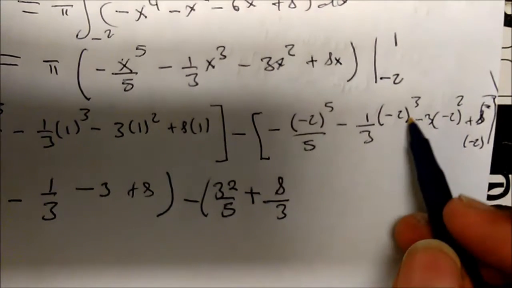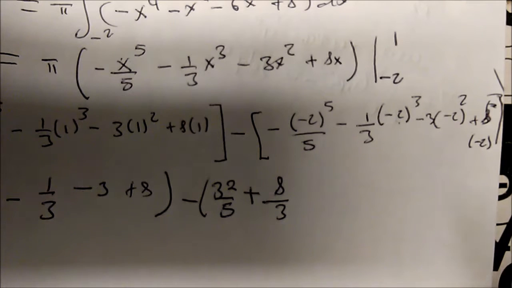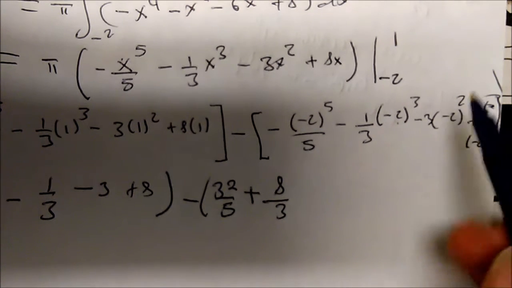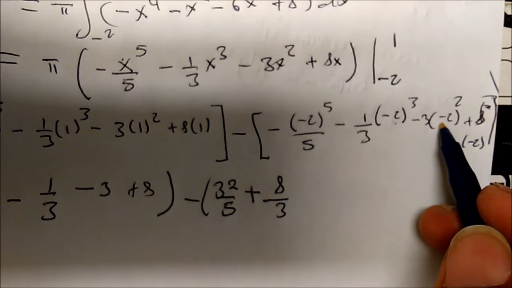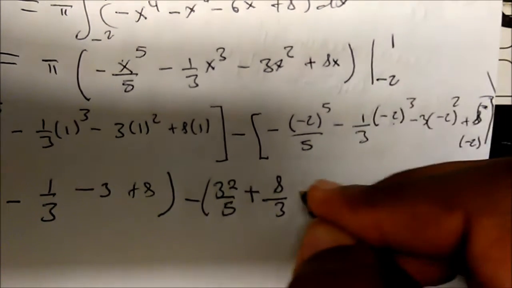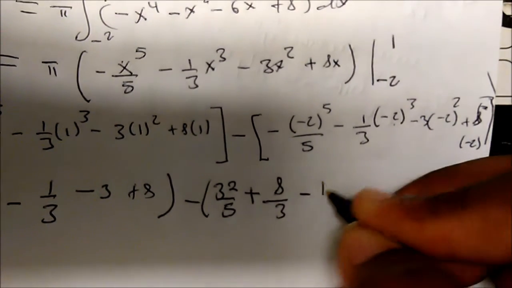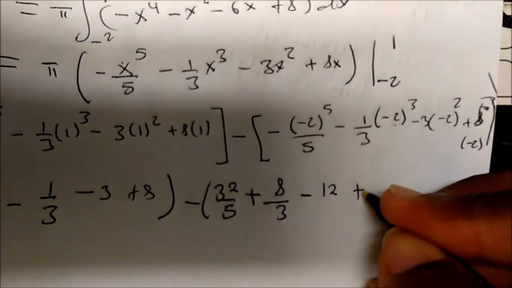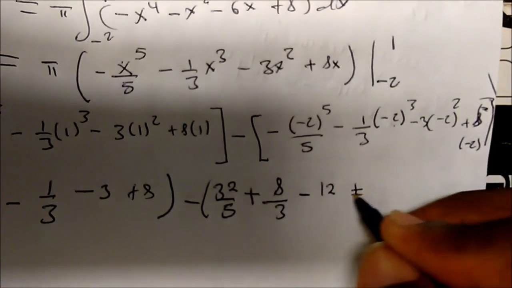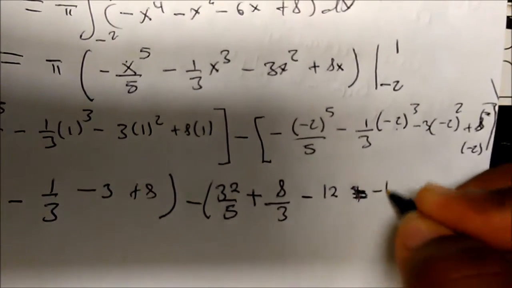Minus, well, I'm looking at it wrong. Negative 2 squared is positive 4. But we're going to have a negative since we have a negative outside. Negative 3 times 4 is 12, plus 8 times negative 2, which is not a plus, since 8 times negative 2 will give me a negative 16.